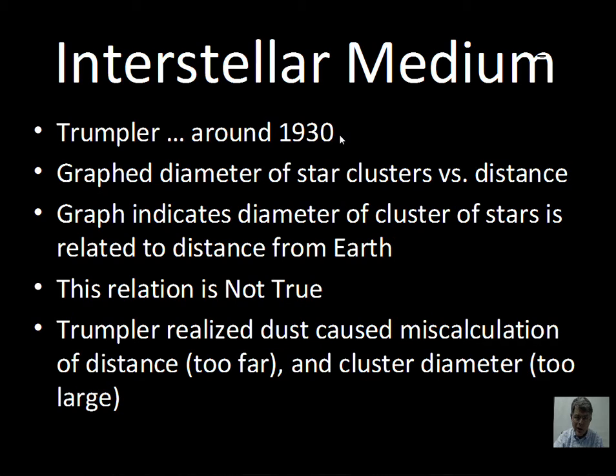So around 1930, Trumpler gives astronomers an idea that there's a problem in our interpretation in looking at stars. There is a medium in between stars, gas and dust in between the stars.